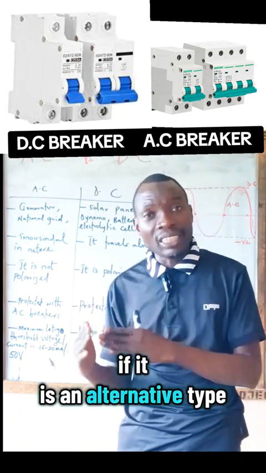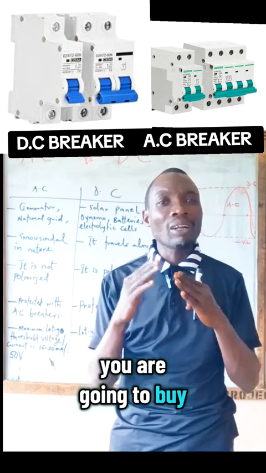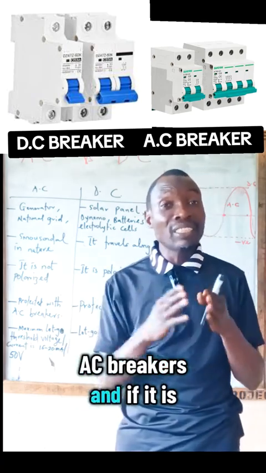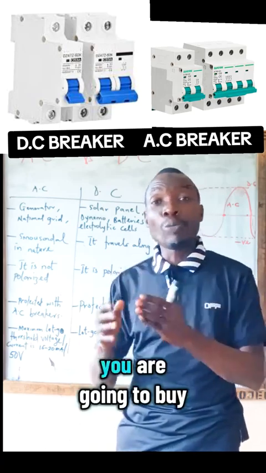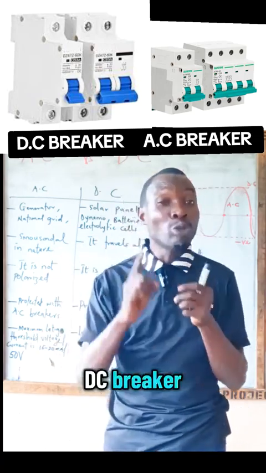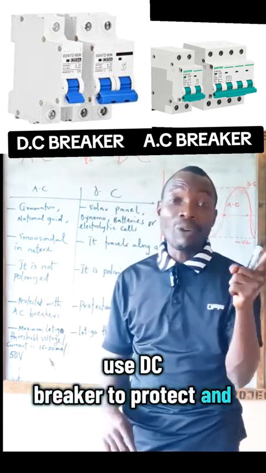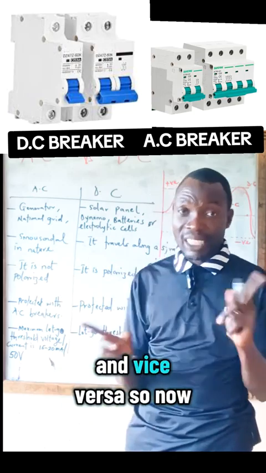If it is on that alternating type, you are going to buy alternating current circuit breakers, AC breakers. And if it is direct current, you are going to buy DC breakers. Do not for any reason use a DC breaker to protect an alternating current circuit, and vice versa.